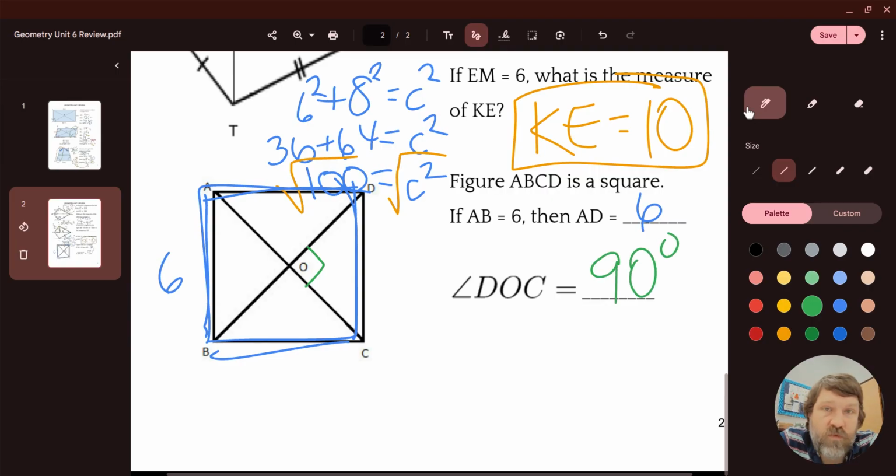All right, so those are the answers for this review. The test is going to be, as usual, very similar. It's exactly the same diagrams, just different numbers and different angles, different lengths and different angles. Besides that, you guys should be good to go.